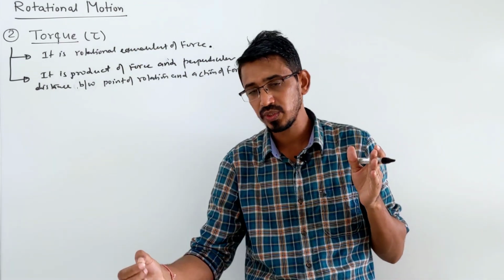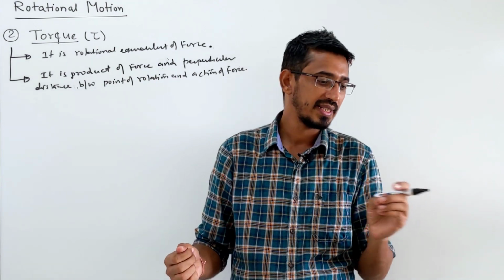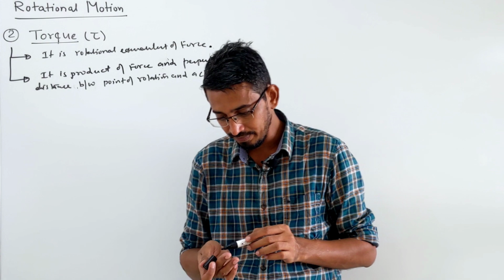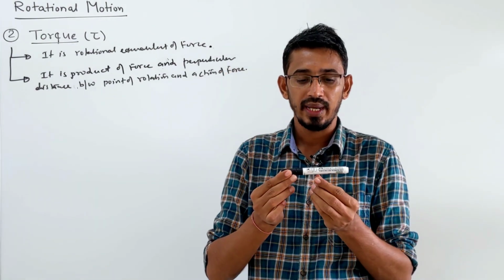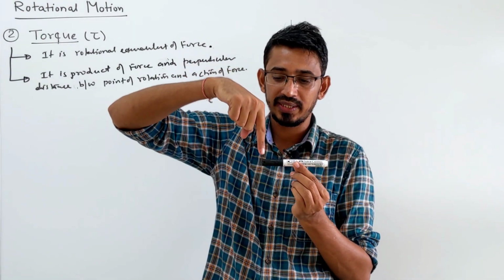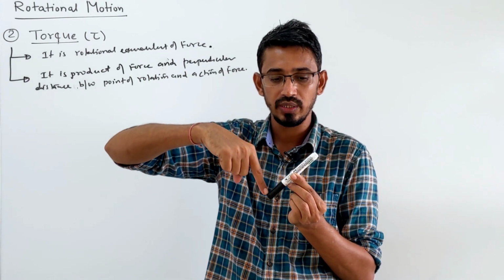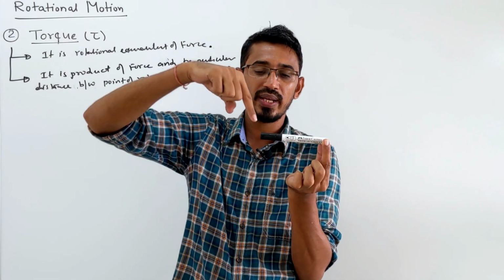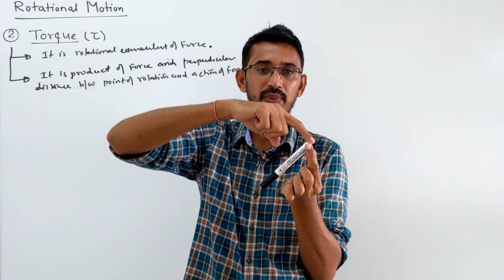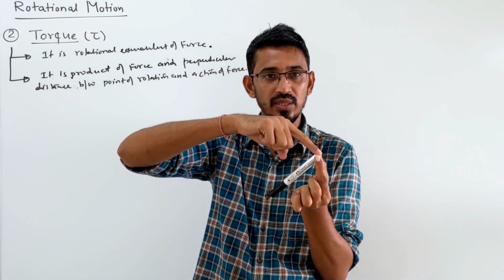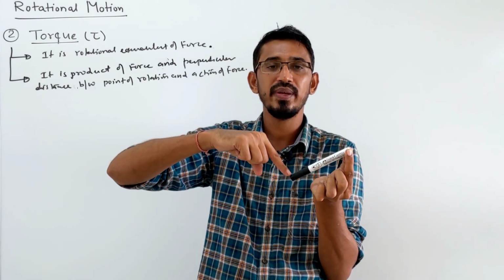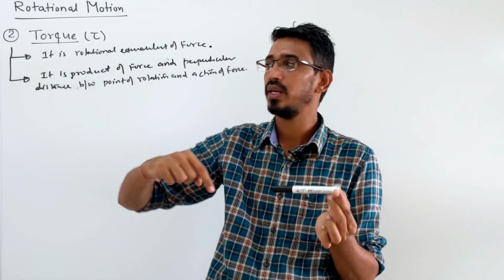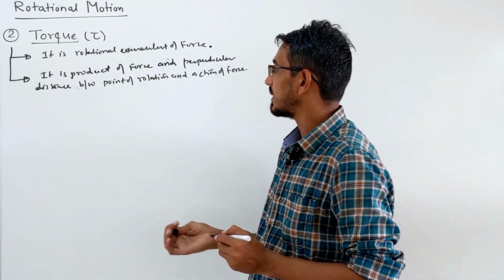We apply force somewhere, and the body rotates about some point. Suppose this is a body and I apply a force at this point, a force applied downward. Suppose I hinge the body from this point, I hold it from this point. When I apply force here, the body rotates about that point. This is called your axis of rotation, and this is the point where we are applying force. The perpendicular distance between these two points is this distance, okay?